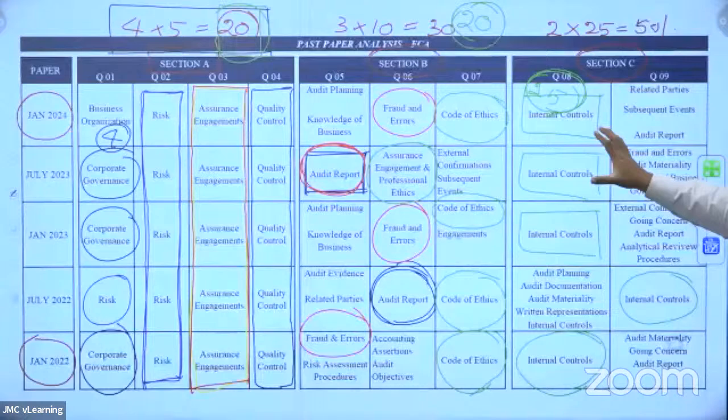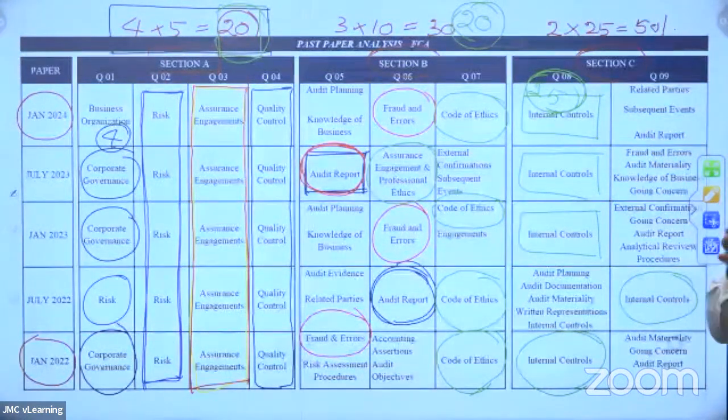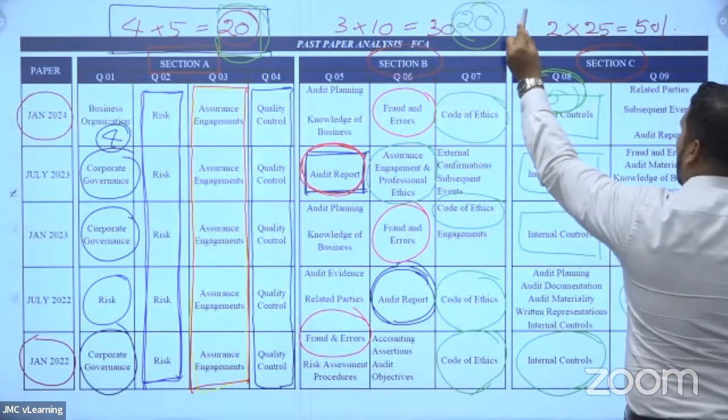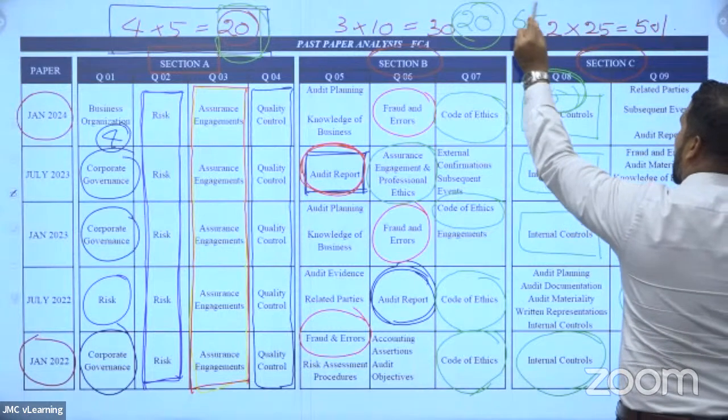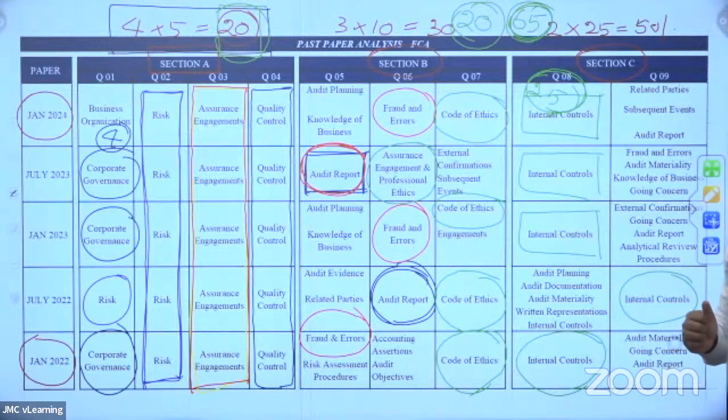So when you analyze this, you can identify the theoretical areas where approximately 65 marks will be tested.